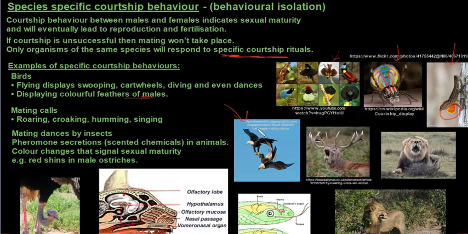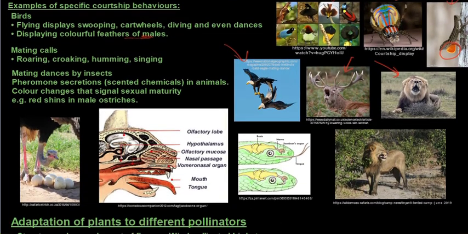Then you've got, I think this is called the death spiral, that you'll find in the bald eagle in America. You've got calls: certain mammals have mating calls. You know, lions roar to advertise their territory and where they are to the females, and the females will then also call and respond to the male. So mating calls, roaring, croaking in frogs, humming and singing in birds, and then mating dances by insects as well.